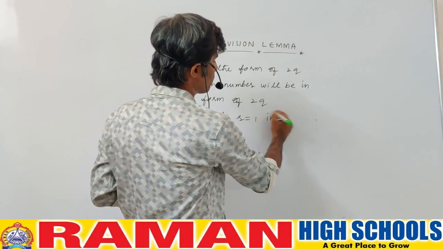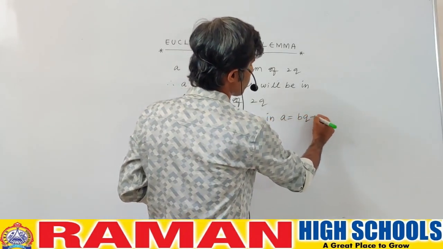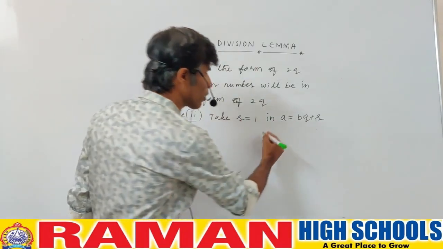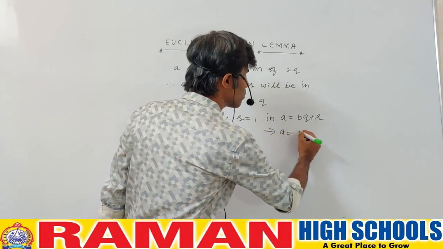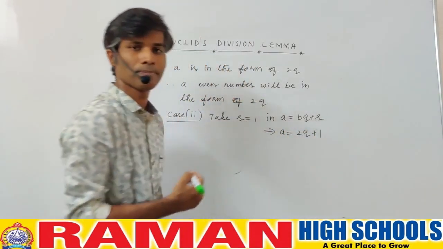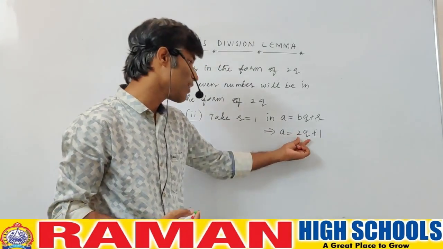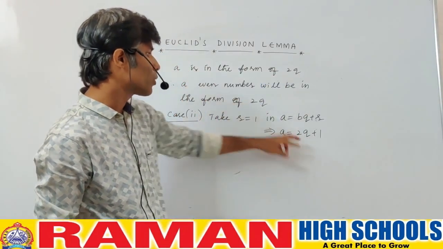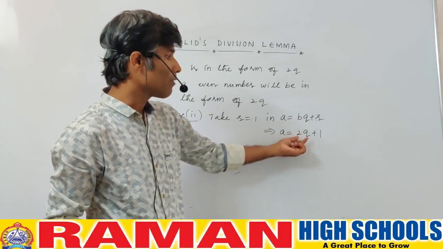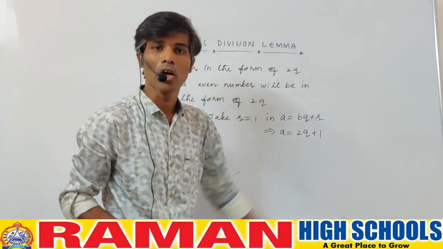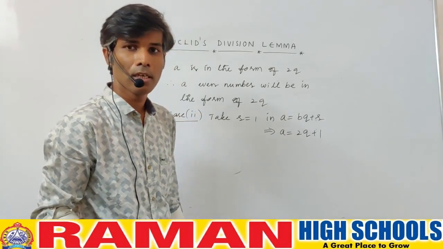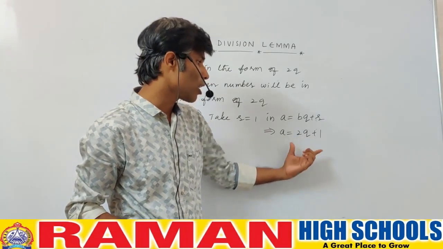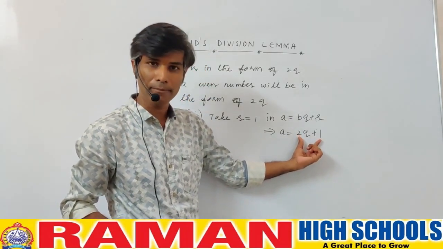Take r equals to 1, a equals to bq plus r. We are taking r equals to 1 in this, then what you are going to get? a equals to 2q plus 1. Here we have already proved that 2q is an even number. Even number plus 1 is an odd number, by the definition of odd number. Therefore 2q plus 1 is an odd number.